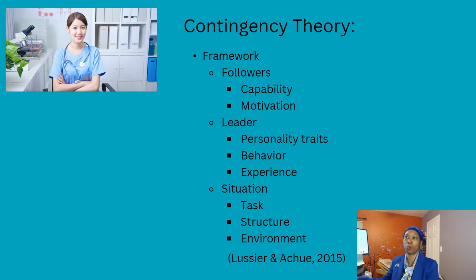Contingency theory has a framework which considers different variables: the followers and their capabilities and levels of motivation; the leader, what are their personality traits, what types of behavior do they exhibit, are they ethical, are they kind, what type of experience do they have in order to be a leader, are they in leadership because of their years in the skill, or are they in leadership because they actually know how to lead? What is the situation? What is the task that needs to be accomplished? What's the structure like? And in which environment is this going to take place?